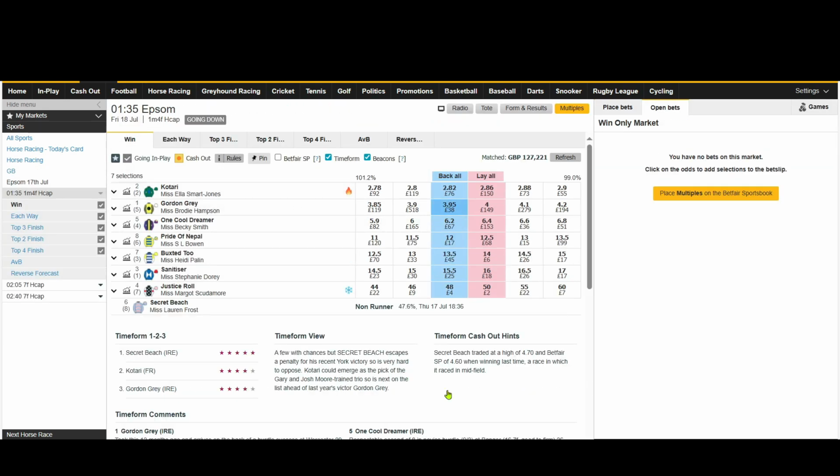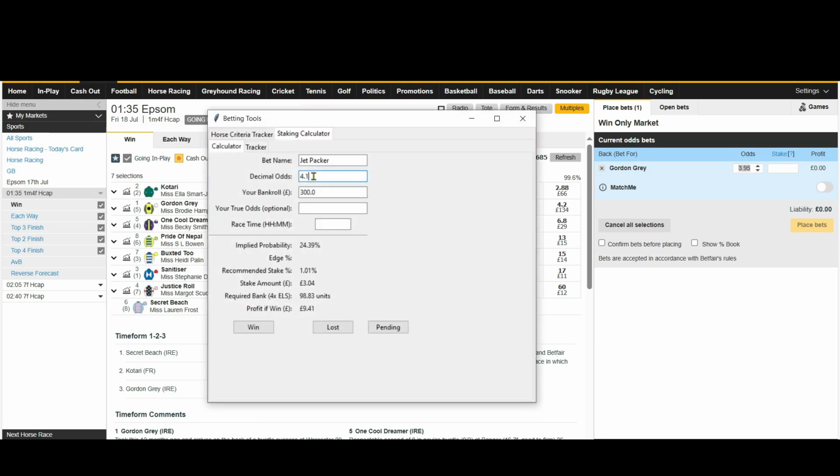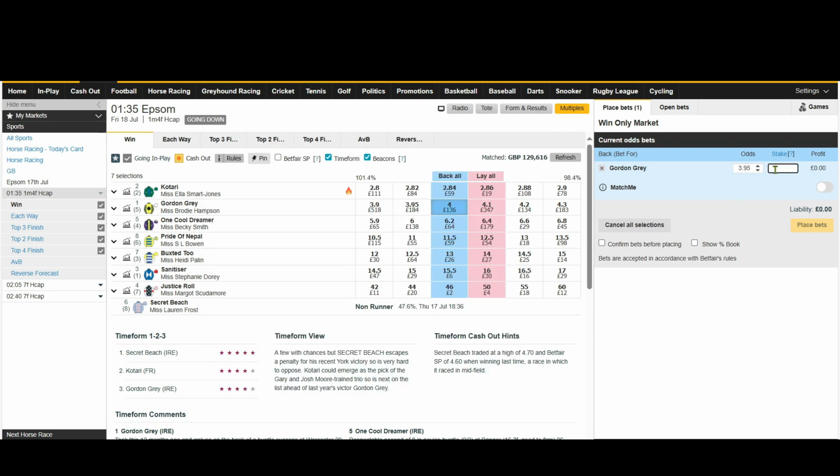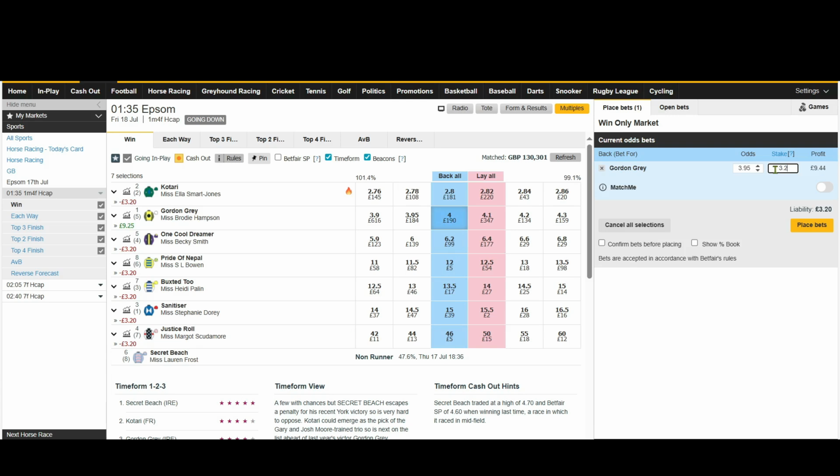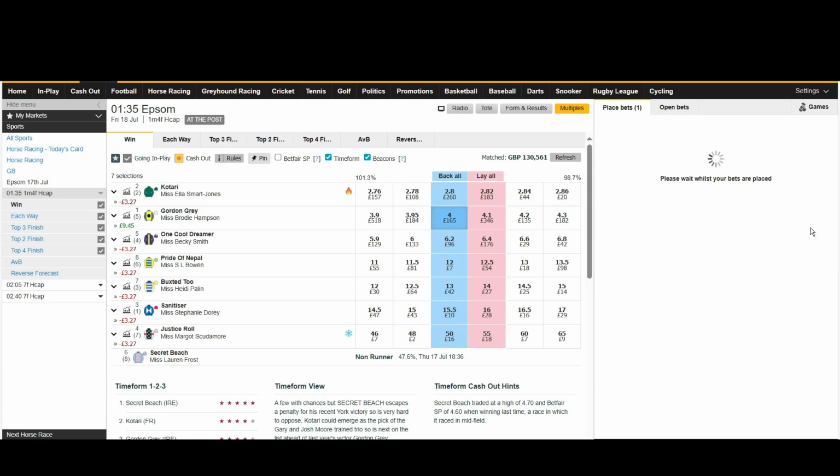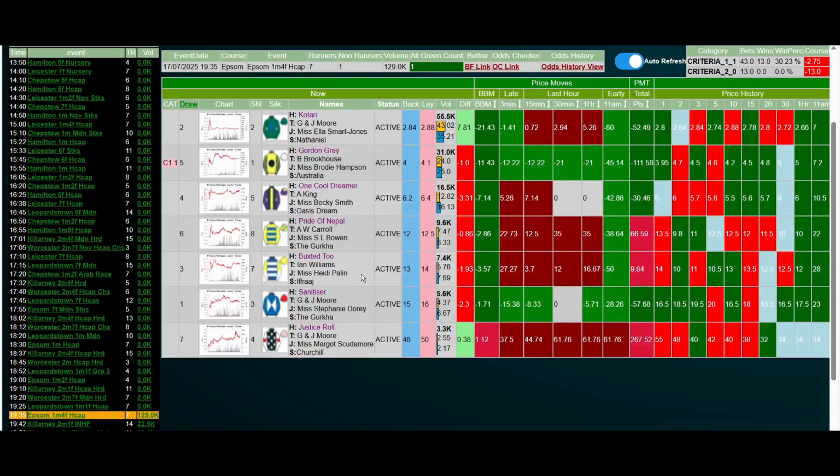And we're on Gordon Gray, 3.85. Prices again moved. It's coming in quite considerably. 3.5. We'll take that. That's a £3.27 bet. We'll stick that on. Now we've got to look at the Zone 2 second favourite.